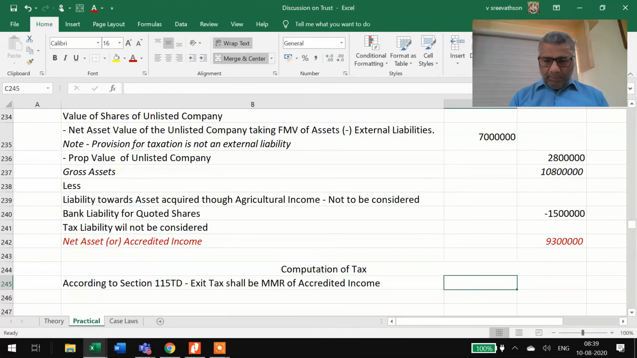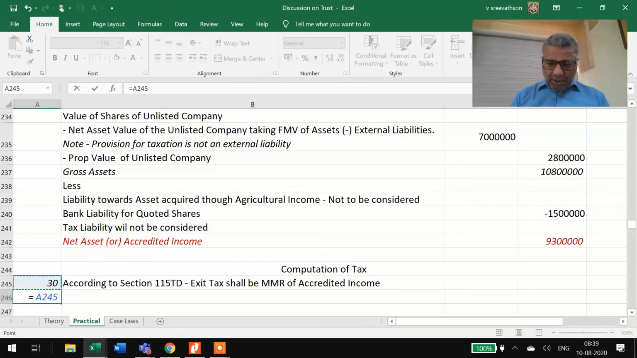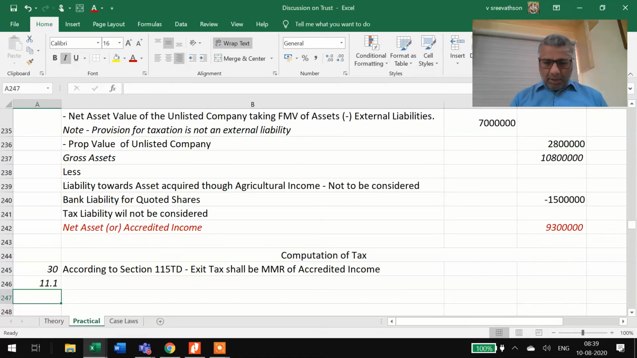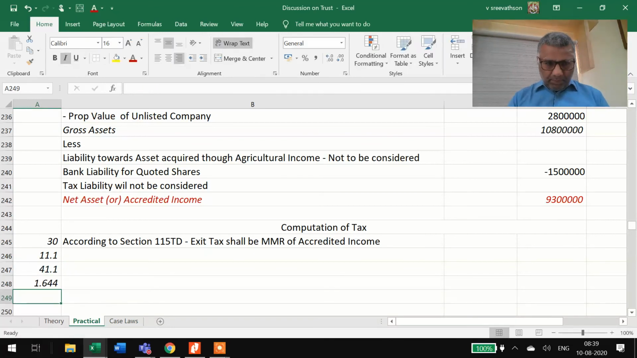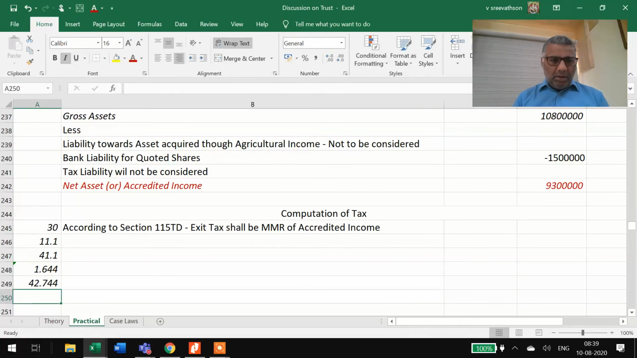So the rate, just for your purpose I'm writing, 30% normal rate into 37%. Okay, somewhere around 42 it will come to. Again another 4%, so you will get 42.744%.